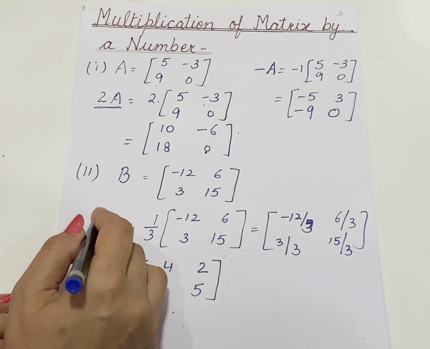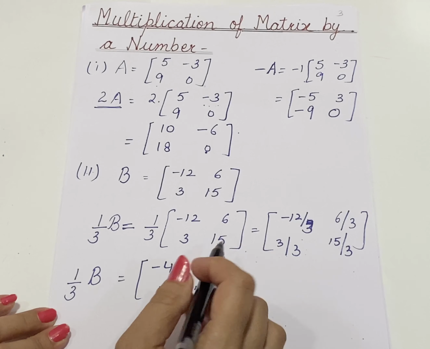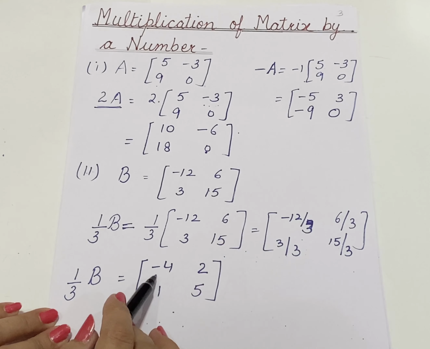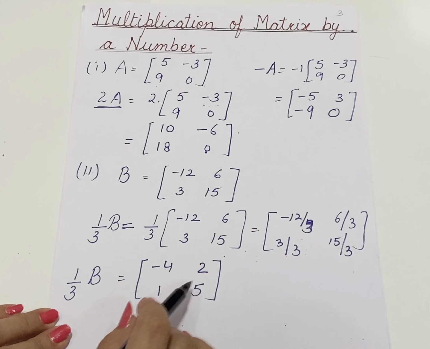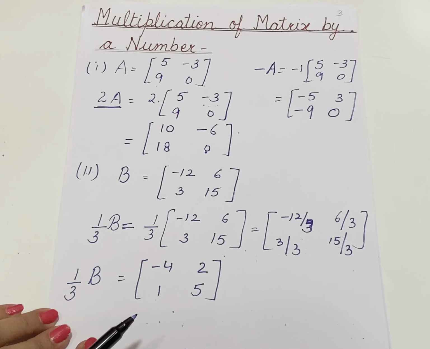Now matrix B is minus 12, 6, 3 and 15. If we have to find out 1 by 3 of B, it will be 1 by 3 of this matrix, and in this case each element gets divided by 3. So minus 12 by 3 is equal to minus 4. 6 by 3 is 2. 3 by 3 will be 1 and 15 upon 3 will be equal to 5.